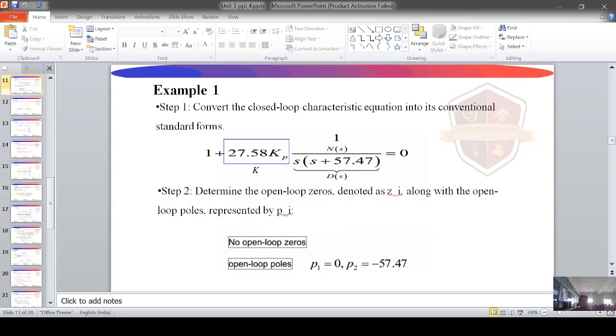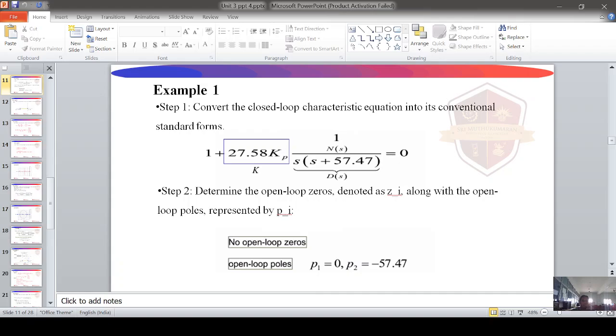Example 1. Step 1, convert the closed loop characteristic equation into standard form. So 1 plus 27.58 Kp into 1 divided by s into (s plus 57.47) is equal to 0. Step 2, determine the open loop zeros denoted as Z along with the open loop poles represented by P. So no open loop zeros. In the numerator, the constant value is 1. So no zeros are here.